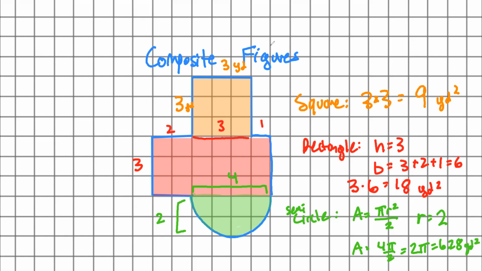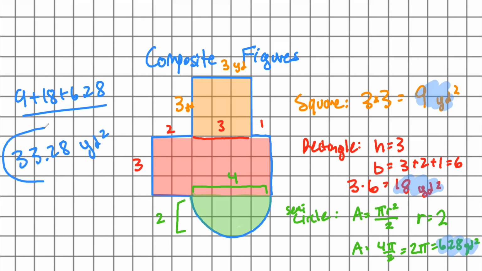But that's not my final answer. The last step here is to get all of these bits added together, right? So I need to add 9 and 18 and 6.28. And when I add those up, 9 plus 18 plus 6.28, I get a final answer of 27 plus 6 is 33, 33.28 yards squared.